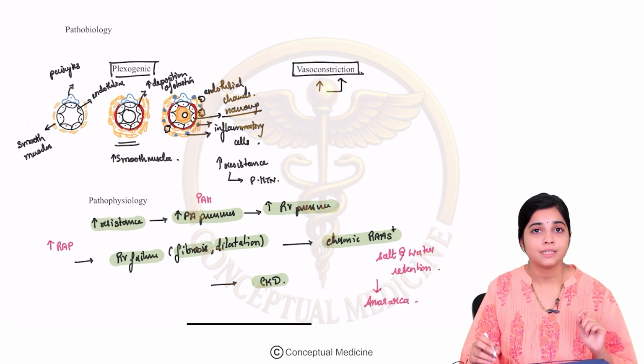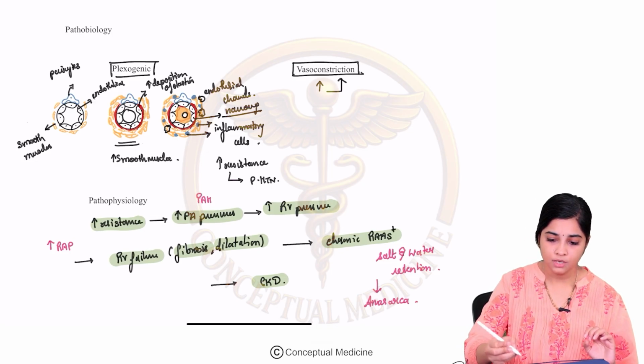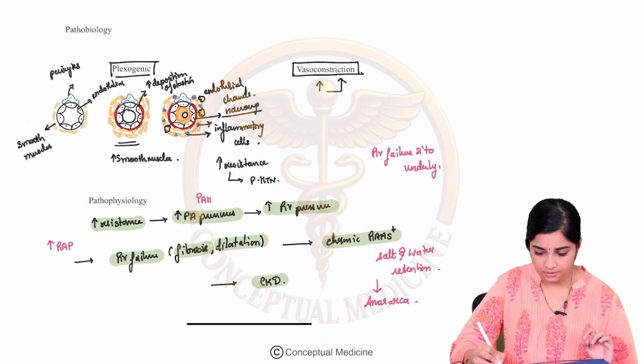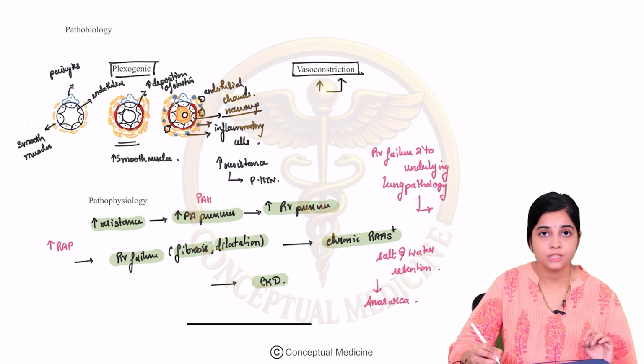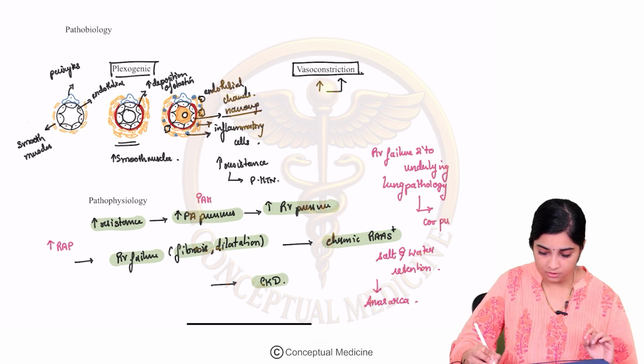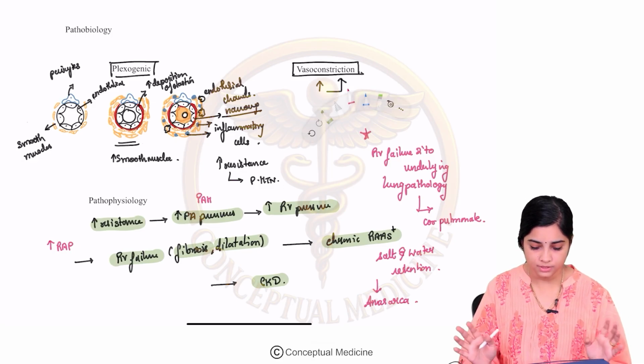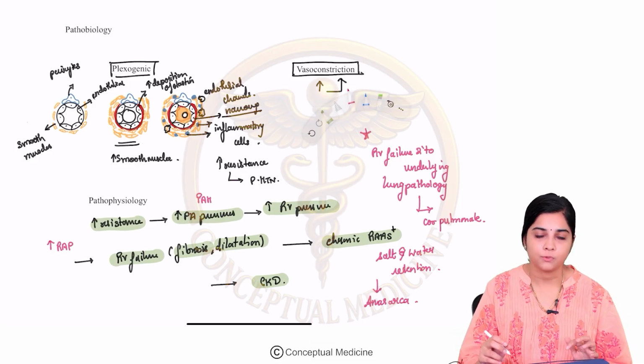Now, this entire process where there is RV failure secondary to underlying lung pathology, this is what we call cor pulmonale. This is what we call cor pulmonale. Okay, so you've understood the pathophysiology of cor pulmonale as well. So, this is very clear. Now let us move on.